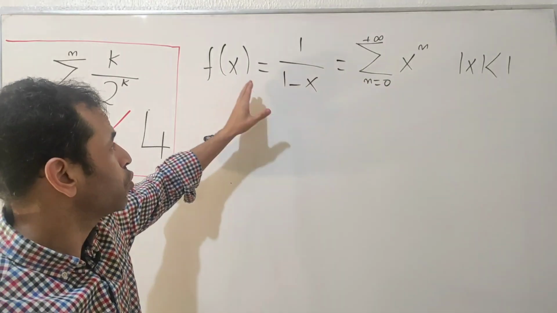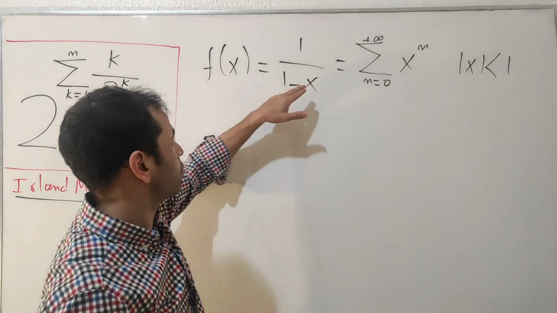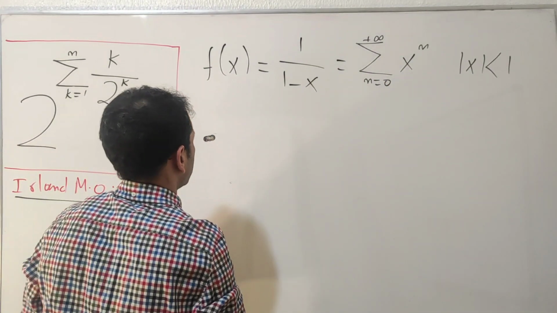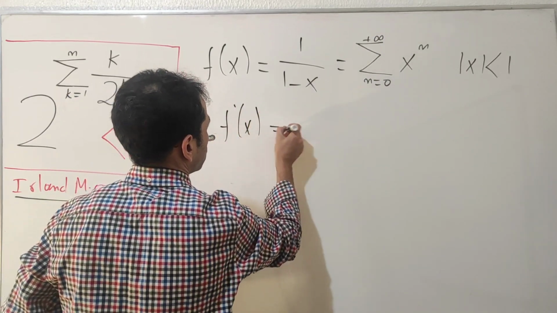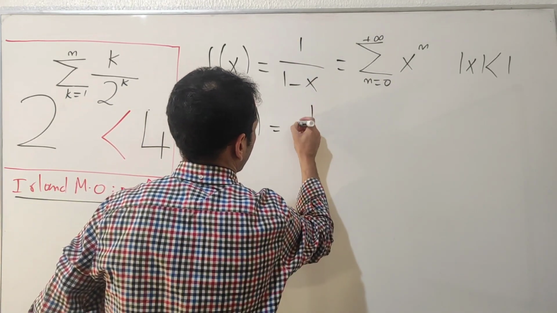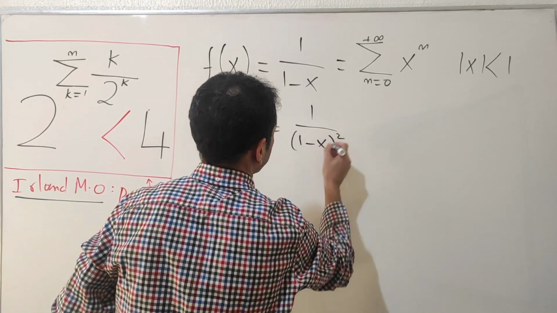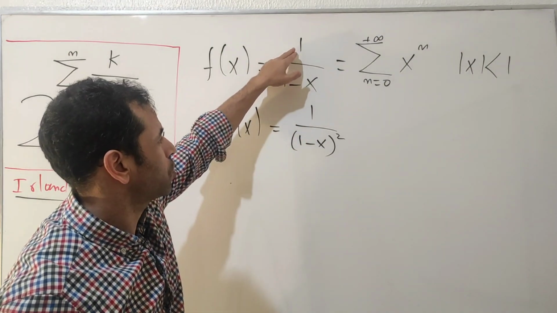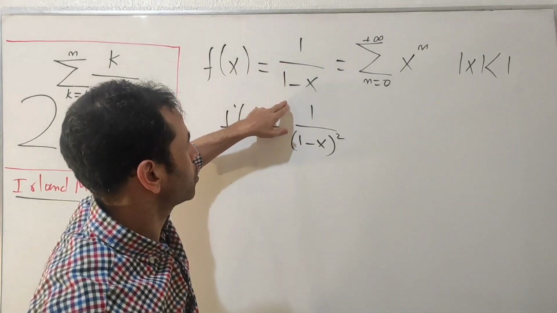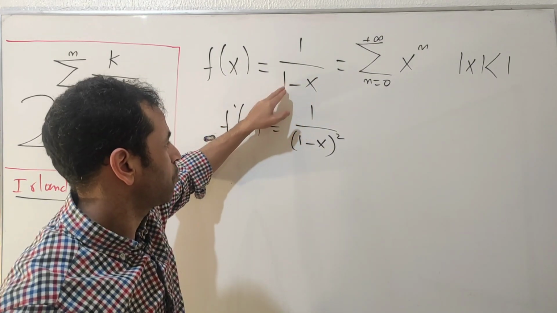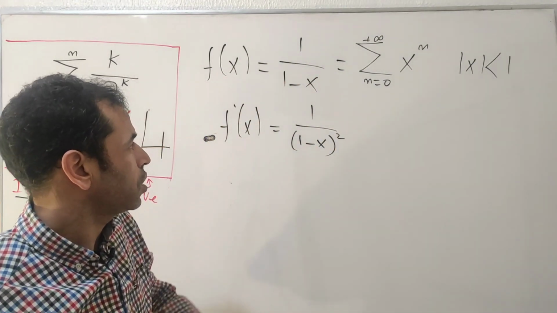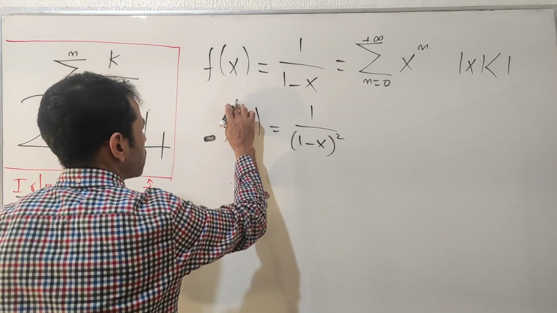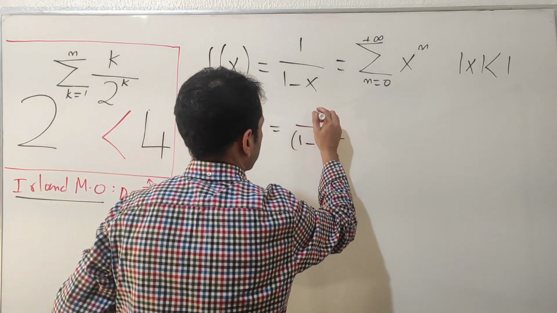Okay, I'm going to differentiate this function in two different ways. Starting with this one, I get f prime of x, which equals 1 over 1 minus x quantity squared, by applying the quotient rule for the derivative: 0 multiplied by this one, minus number 1 multiplied by the derivative of this one, divided by 1 minus x quantity squared. Then multiply both sides by x. I get x here, I get x here.